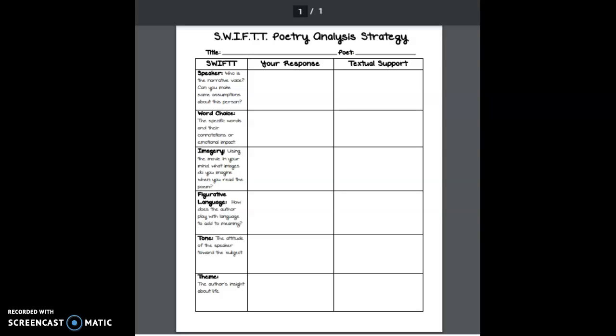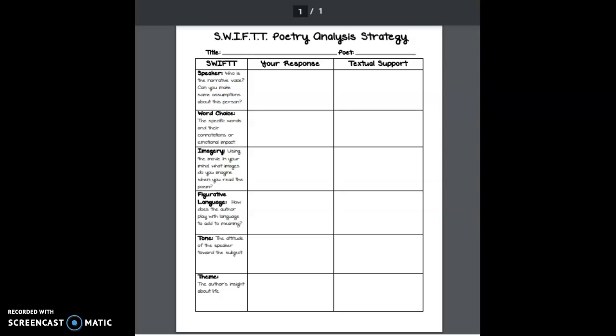The first one is speaker. The speaker is the narrative voice that is presenting the poem or the song, right? And when you're thinking about the speaker, I want you to think about, can you make any assumptions about this person? Okay, now what's not on here is another S, which is symbolism.